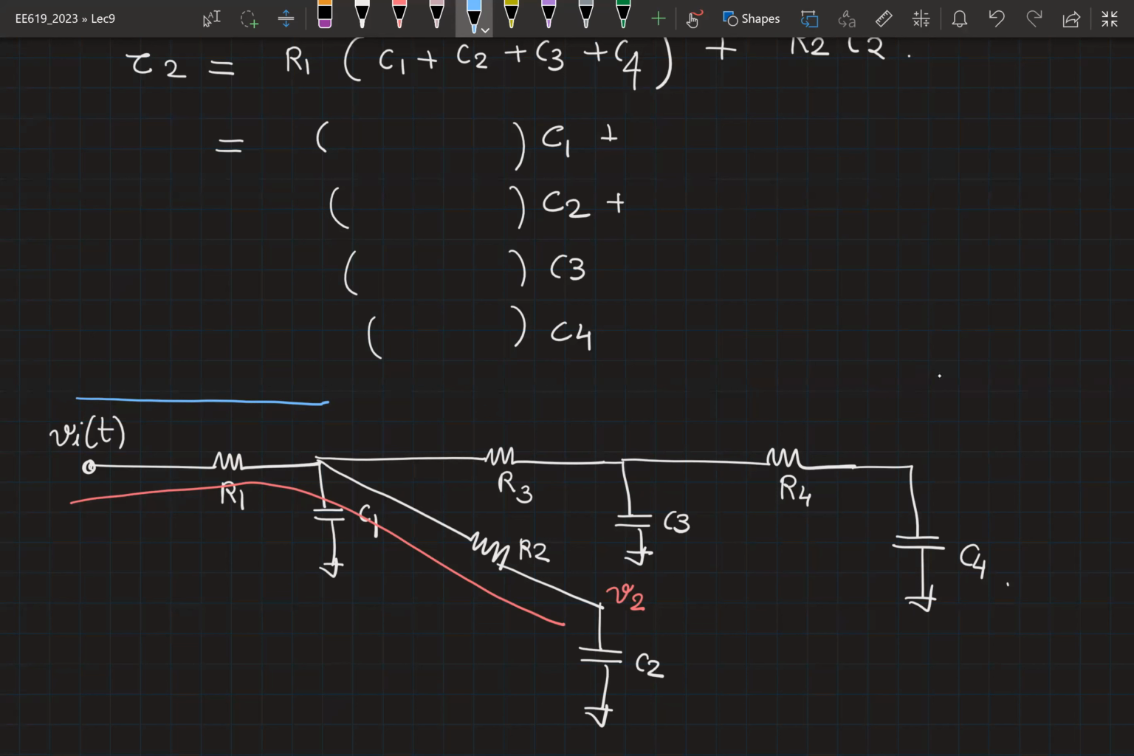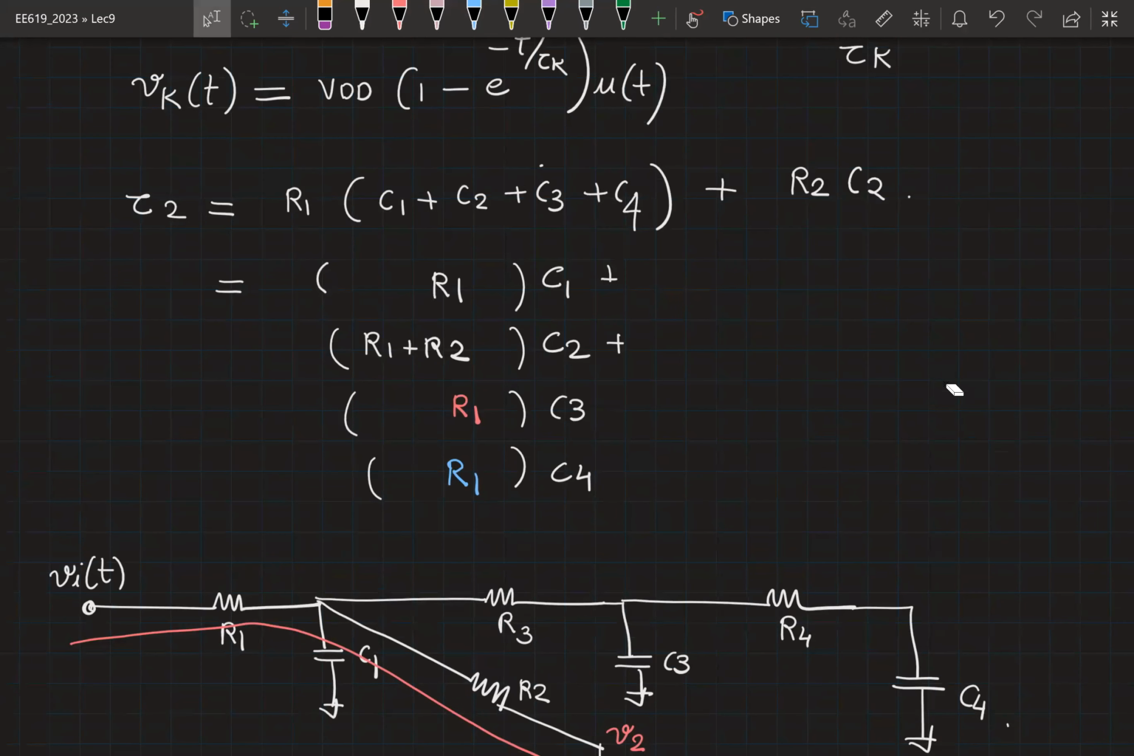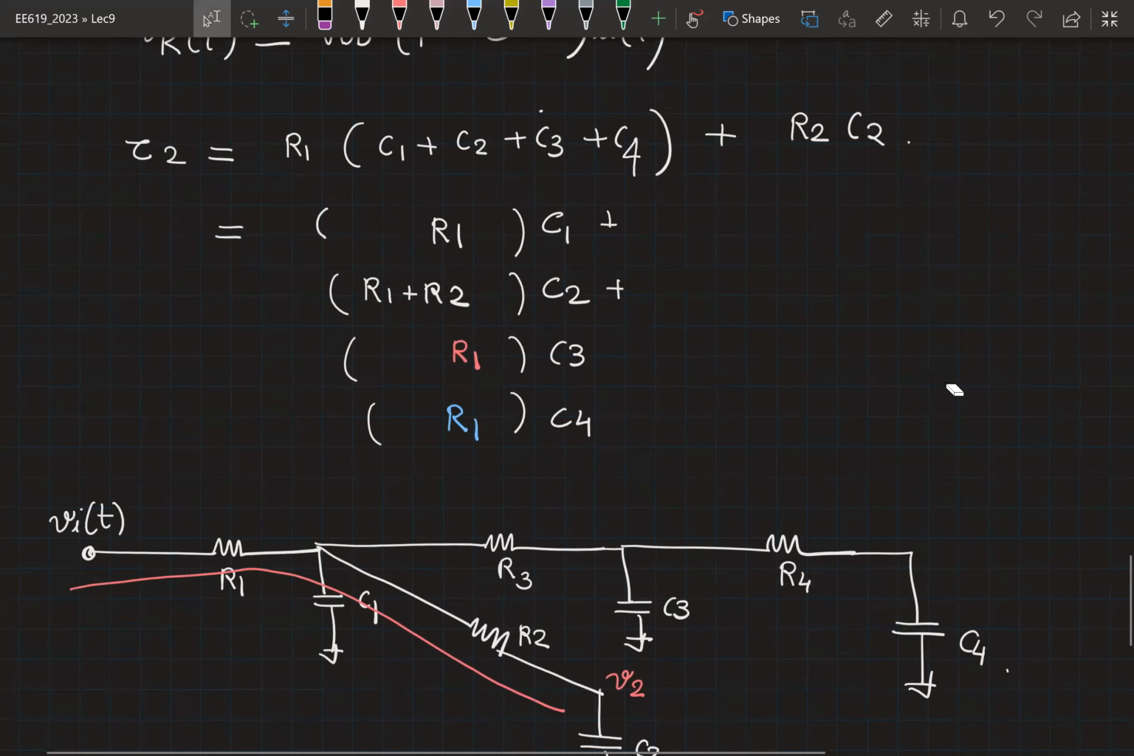So what is the shared resistance between these two paths? So this is R1. What about between input to, if I consider C2, so this is the path now. So what are the shared resistors? This is R1 plus R2. Now let us consider C3. What is the shared resistor? This is R1. And for C4, this is again R1. The common resistors between both the paths. Okay, is this clear? And you will get the same result as above. Now, can you quickly tell me what is the expression for tau 3?